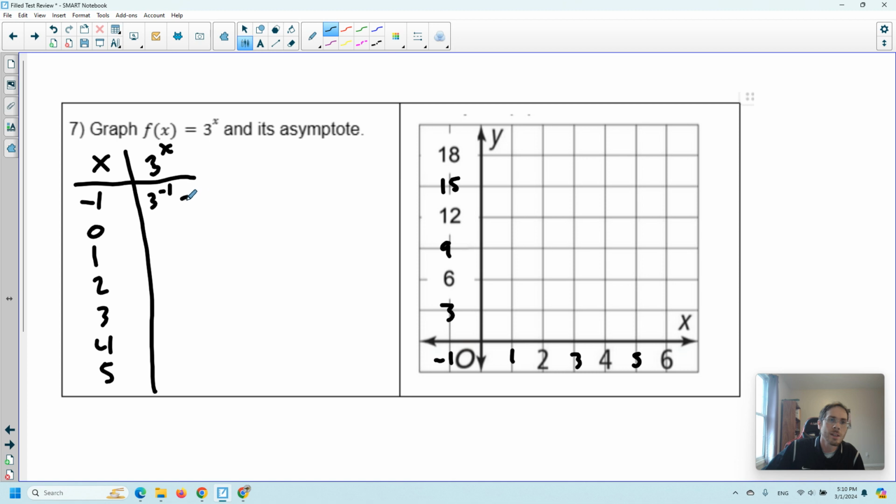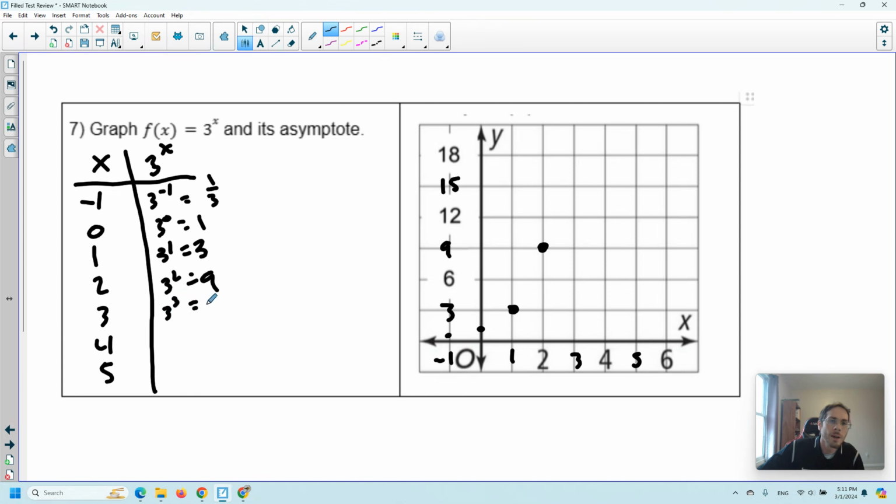So 3 to the -1 is 1/3. So we can plot that. That's like way down here. 3 to the 0 is 1. So that's still kind of down there. 3 to the 1 is 3. So now we're already up to this line. 3 to the 2nd power is 9. So I'll go right there.